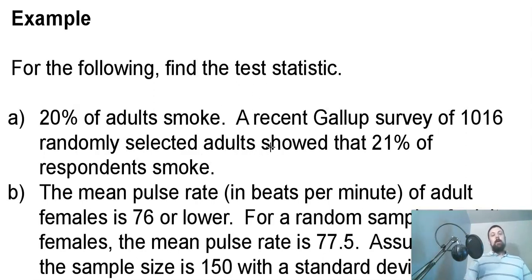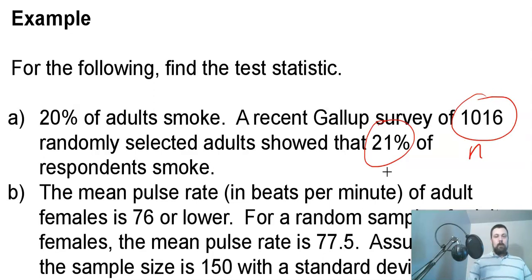20% of adults smoke. A recent Gallup survey of 1,100, not 100, I said that, I taught this face-to-face a couple days ago, and I did the same thing. A recent Gallup survey of 1,016 randomly selected adults showed that 21% of respondents smoke, right? So this information is from our sample. This is the sample size. 21% would be the population proportion. No, sorry, I'm saying the wrong thing. This would be the sample proportion, which is going to be 0.21 when we convert it to decimal form.